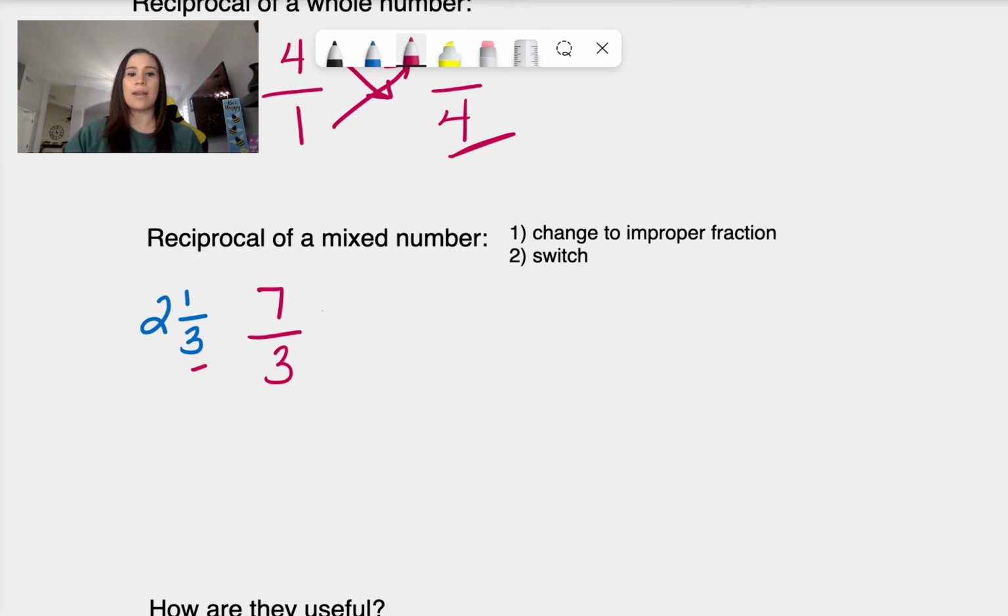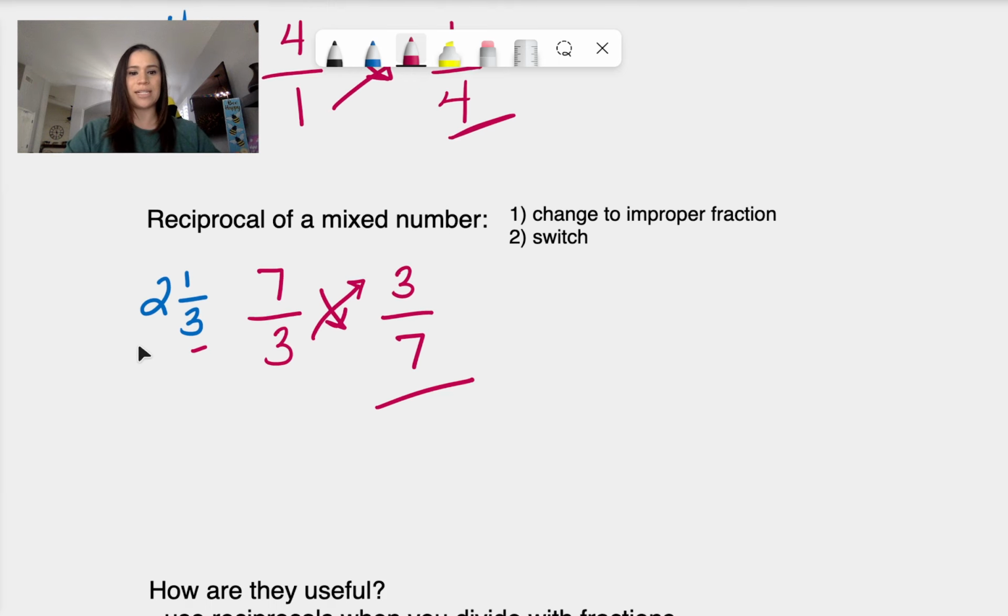From here, we now can do our reciprocal, or our switch. And we're going to bring our numerator to the bottom, and the denominator to the top. So we have 3/7. And that's going to be our answer there.